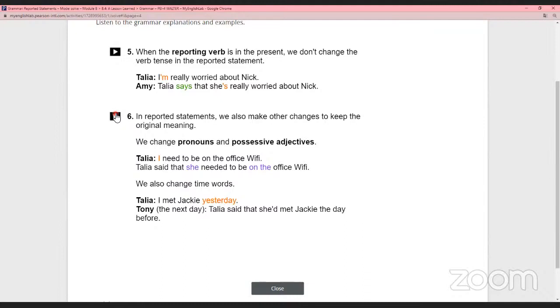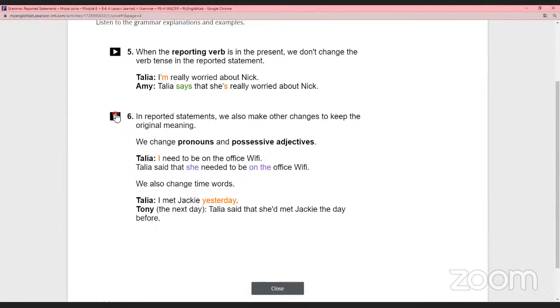In reported statements, we also make other changes. That's what I told you a minute ago, to keep the original meaning. We change pronouns and possessive adjectives. For example, if Talia says, I need to be on the office Wi-Fi, and I'm going to report, I'm not going to say, Talia said that I need, no, because it's not about me. The only thing that I'm doing is reporting. So, Talia said that she needed to be on the office Wi-Fi. The only thing that we are changing is she instead of I.